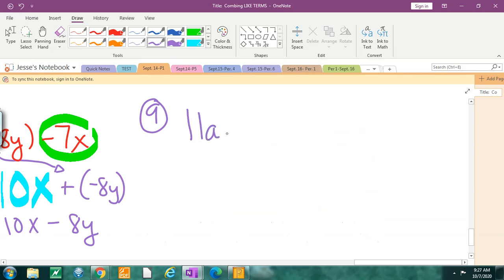All right, number 9. Try this one. 11a minus a minus 6b minus 9a plus 3b minus 4. Okay, so go ahead. I'll give you a couple of seconds to write that. Sorry if I'm going too fast.